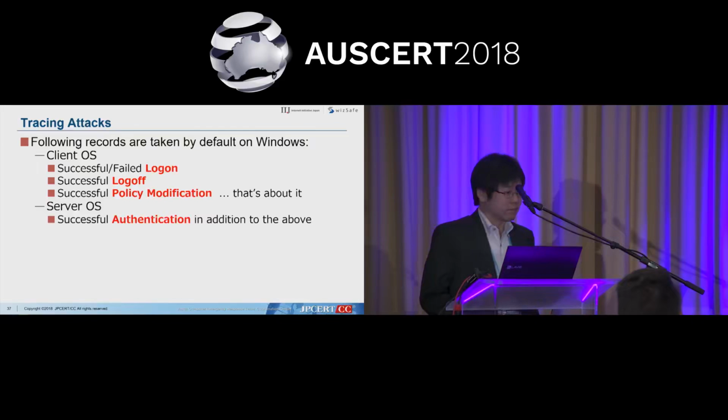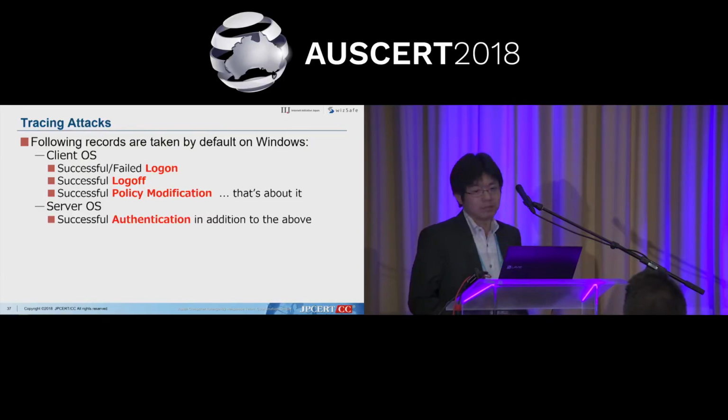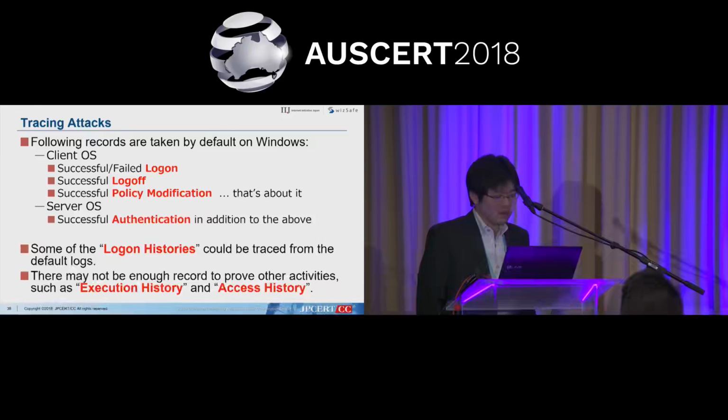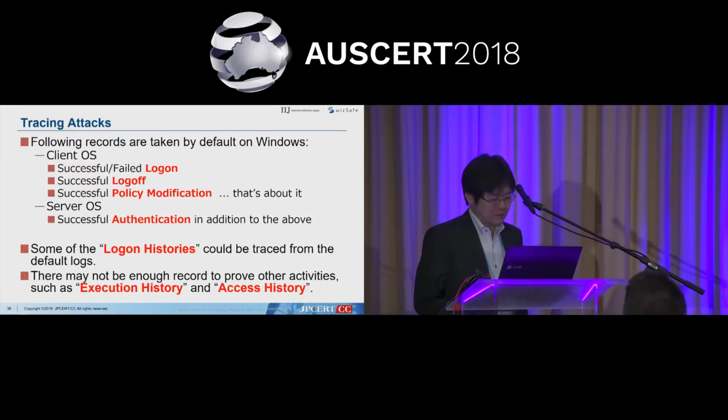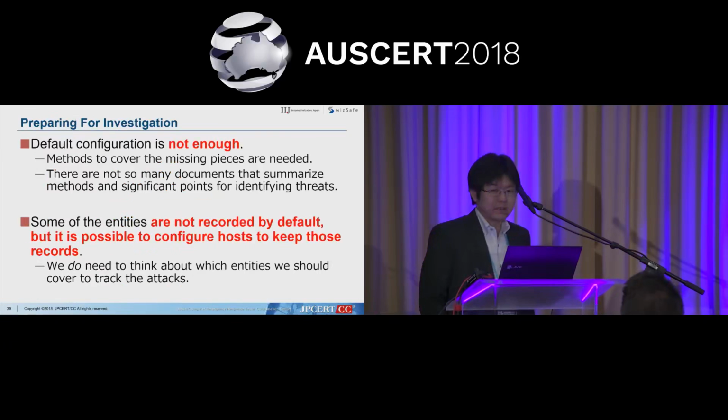If it's a server OS, authentication is also recorded on Windows, but still there are not many logs. Some of the logon histories could be traced from the default logs, but there may not be enough records to prove other activities, such as programs being executed or files and networks being accessed. So what we can infer is that the default configuration is not enough. We need methods to cover the missing pieces.